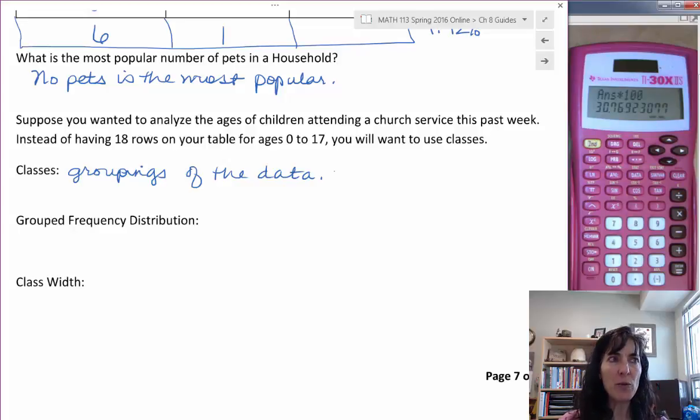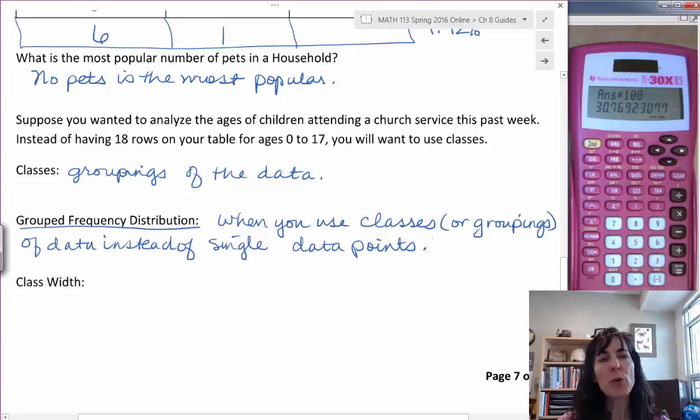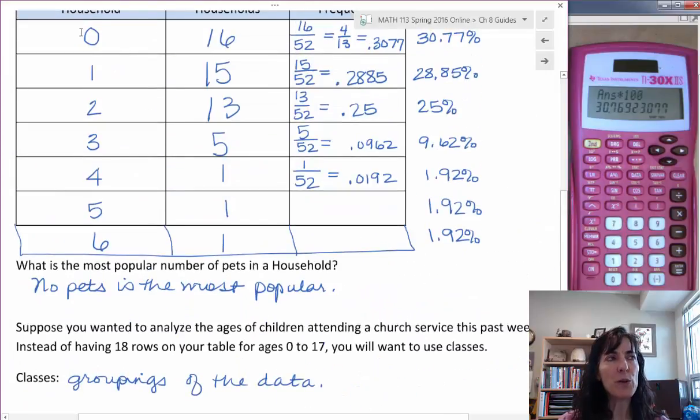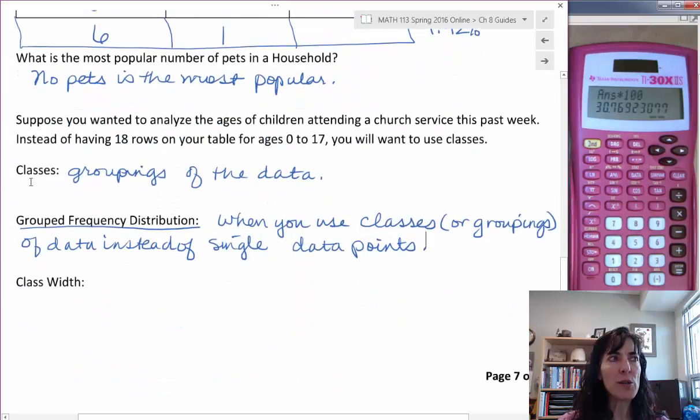If we do groupings for our data, we are doing what's called a grouped frequency distribution. So we would use classes, which are groupings of data, instead of single data points. Like we did on our pets, we used a single data point for each row. With classes and grouped frequency distributions, we would use groups of data for each row instead of a single data point.